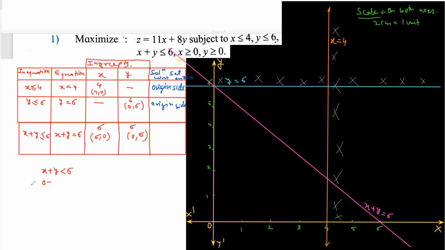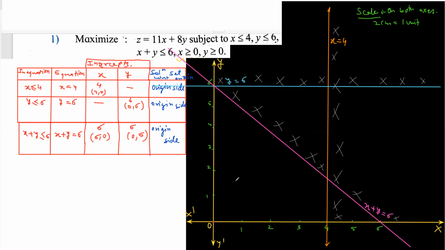Now, since it is true, what do I understand? I understand that the coordinates of the origin are satisfying the inequation x plus y less than 6. So the graphical solution will contain the origin. So once again, what I will write, the solution set is the origin side. Okay, this side. So my dear students, I'll have to put crosses here, put a cross like this.